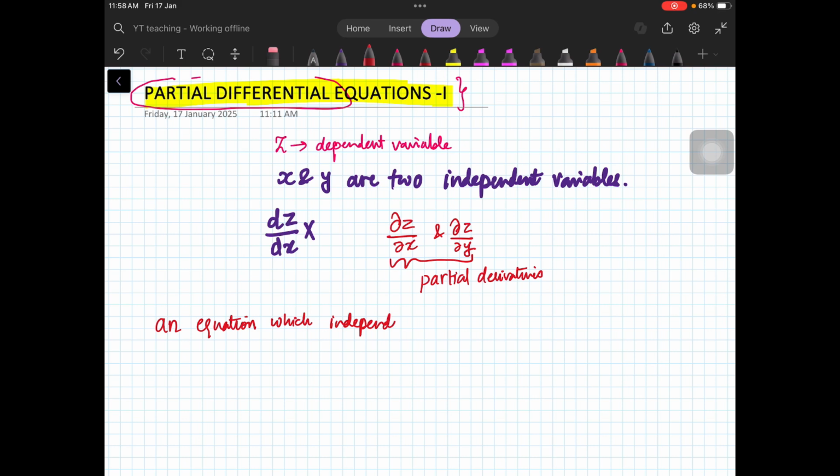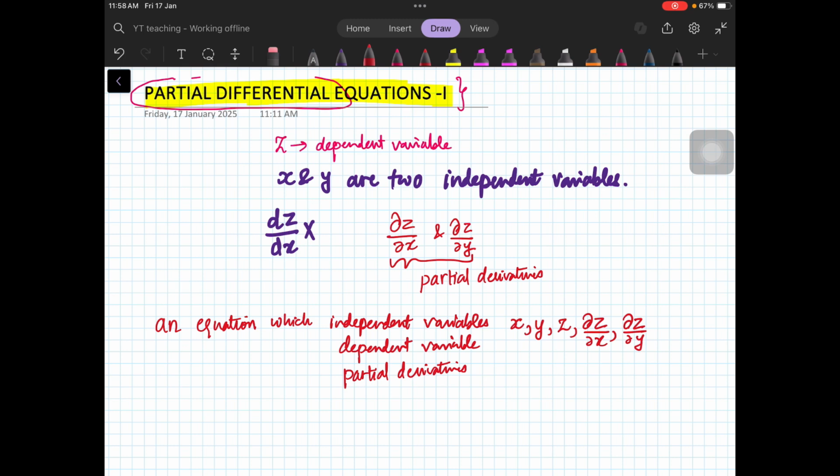So what are our independent variables here? We have x, y, they are our independent variables. Then the dependent variable, there can be more than one, but for simplicity we are starting with only one variable, that is z, and the partial derivatives. For example, in this case the derivatives are curly z by curly x and curly z by curly y. An equation of this form is called a partial differential equation.